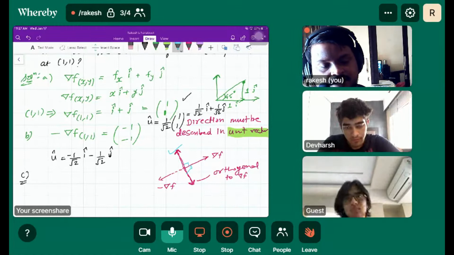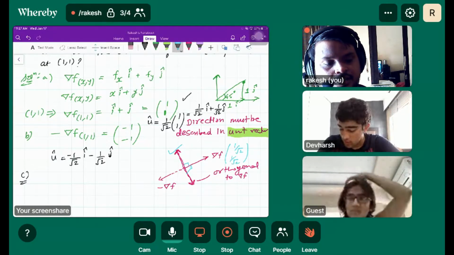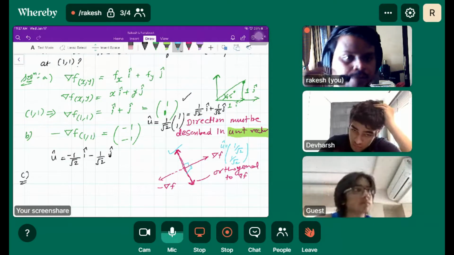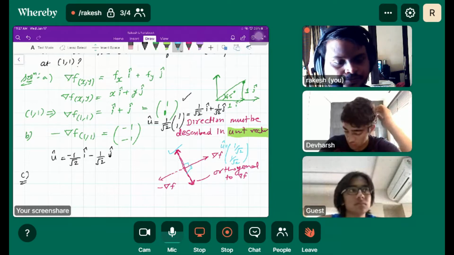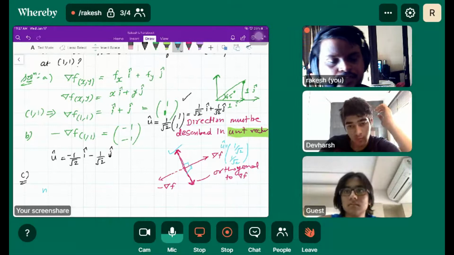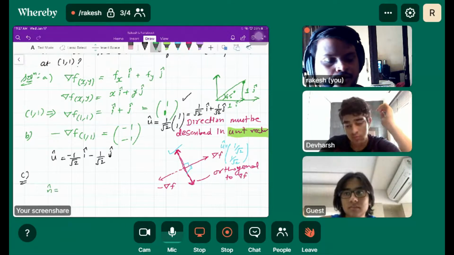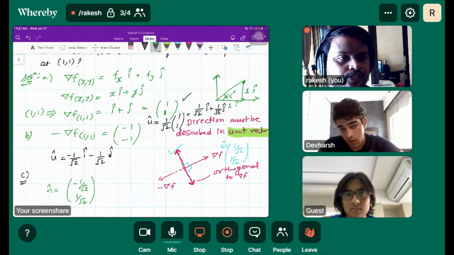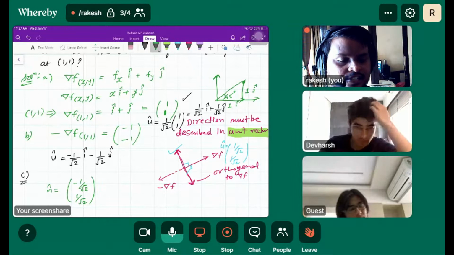Suppose del f is 1 by root 2 upon 1 by root 2, a unit vector along del f is 1 by root 2 and 1 by root 2. How would you represent the perpendicular vector? Their dot product must be 0, isn't it? So to get the dot product 0, we simply change the sign of one of the components. Now if you take the dot product with u cap here, you will definitely get 0, isn't it?